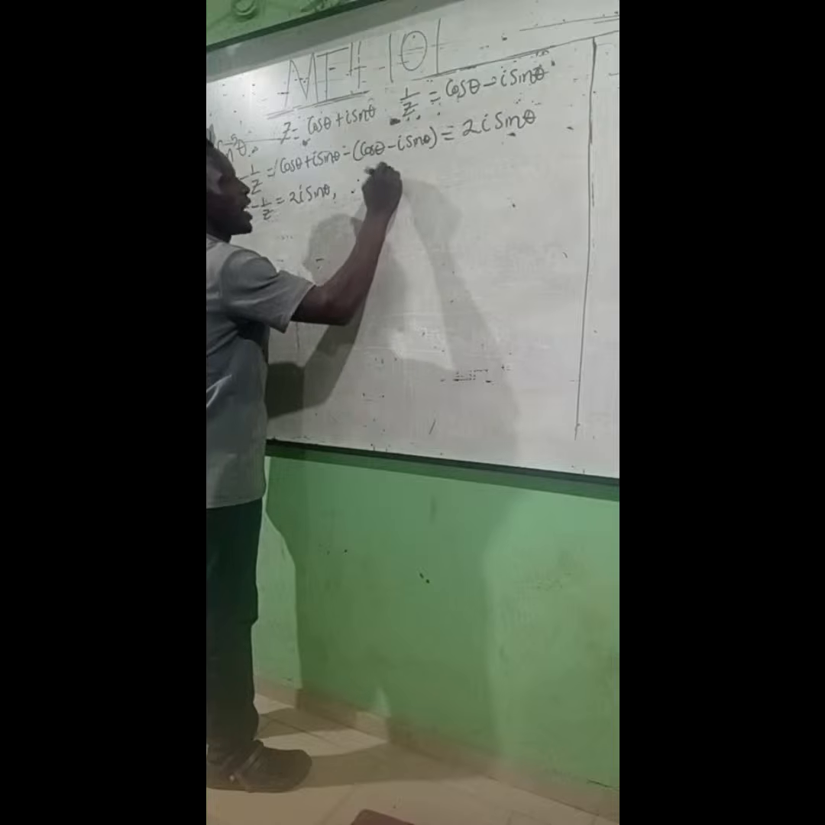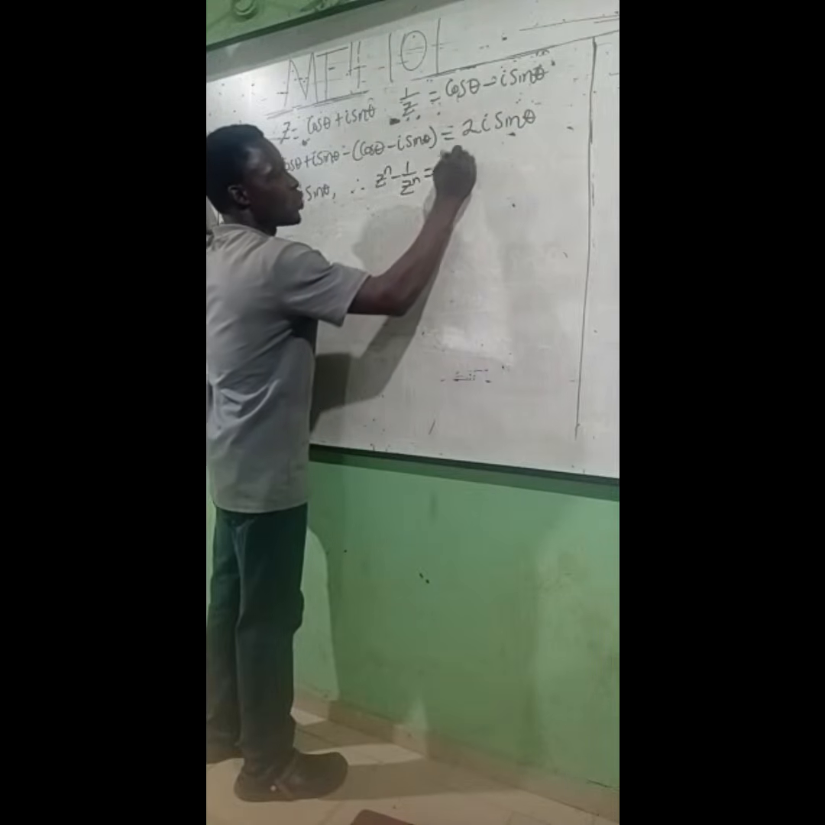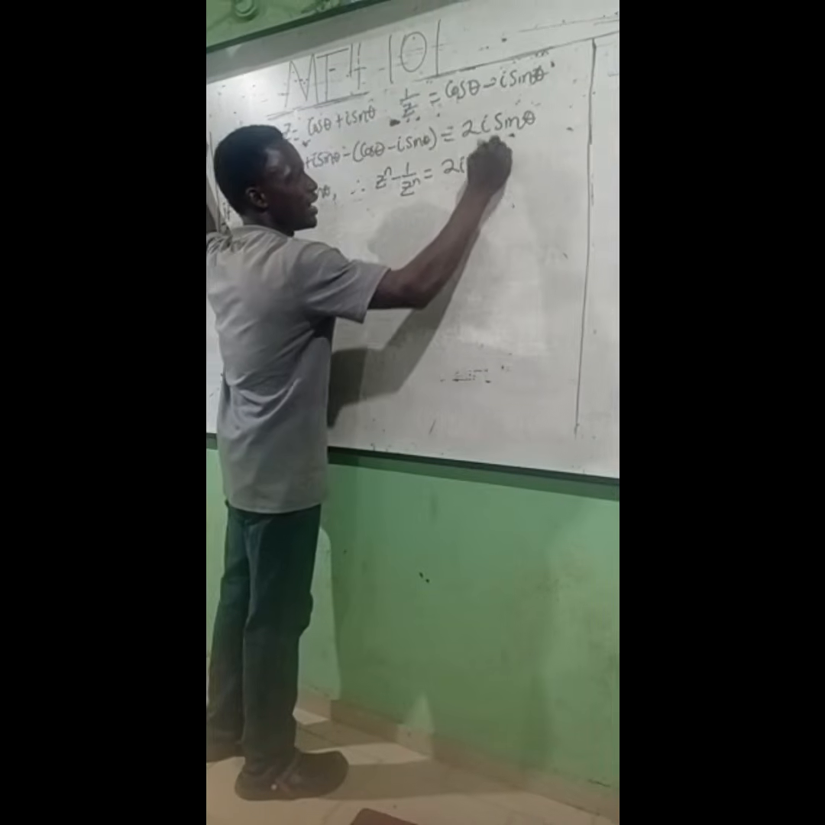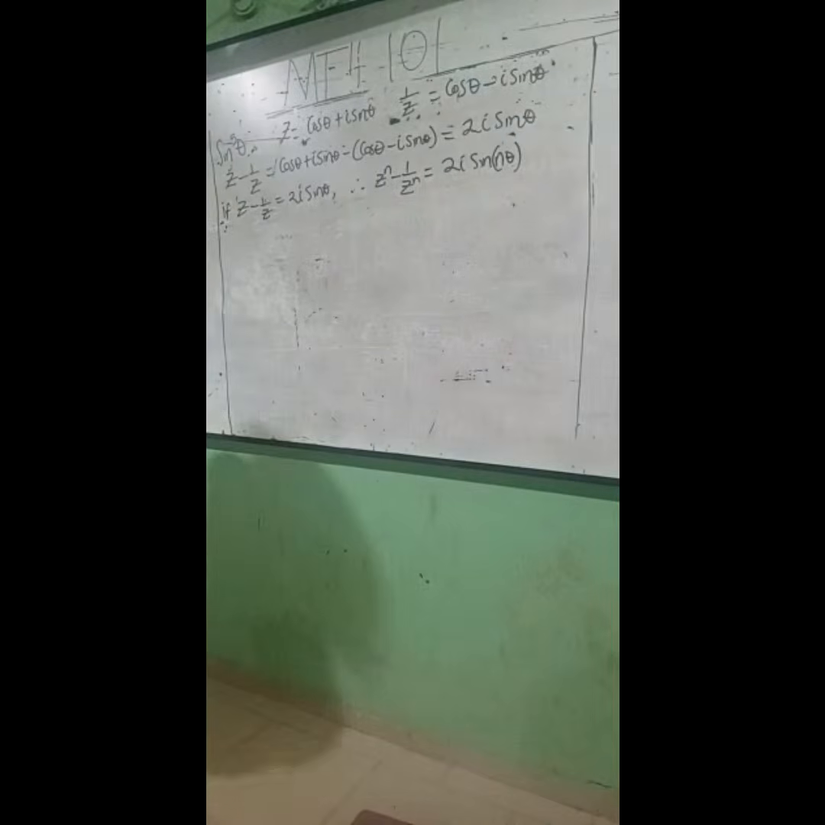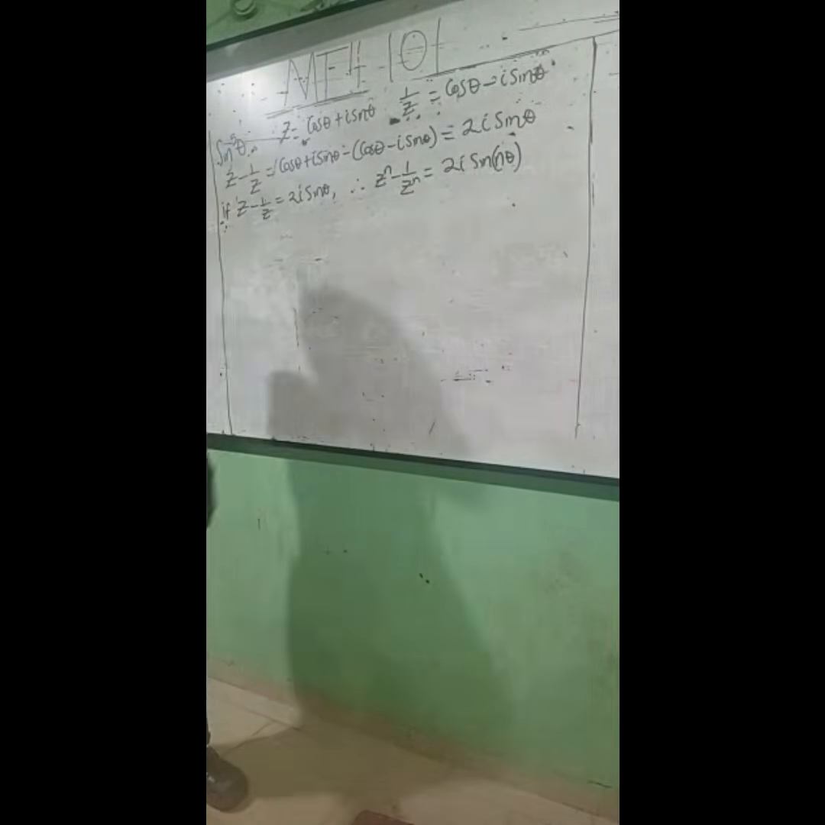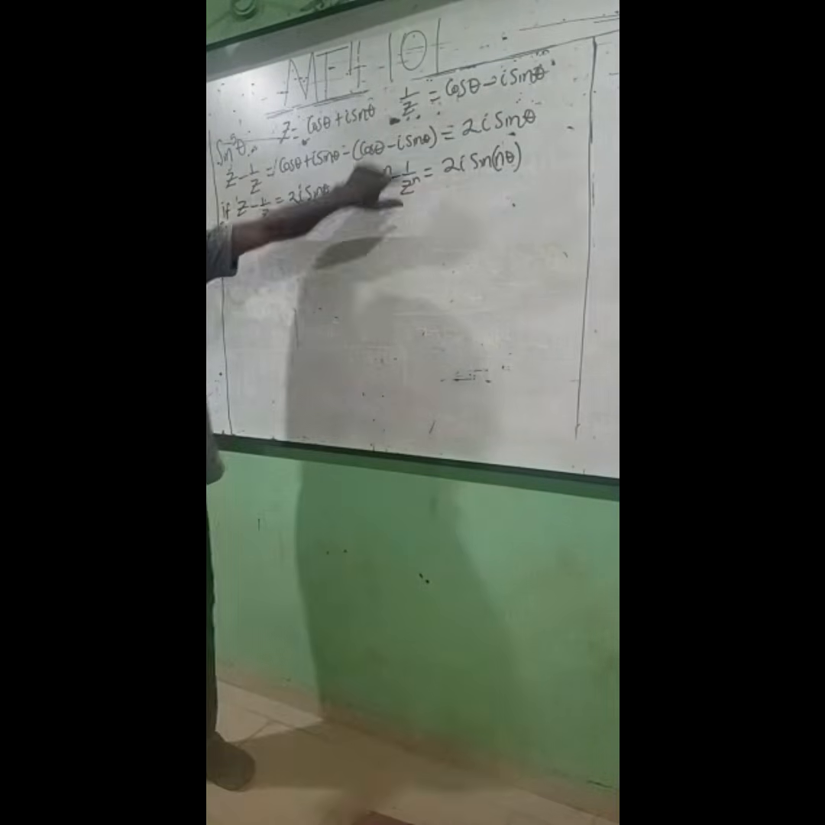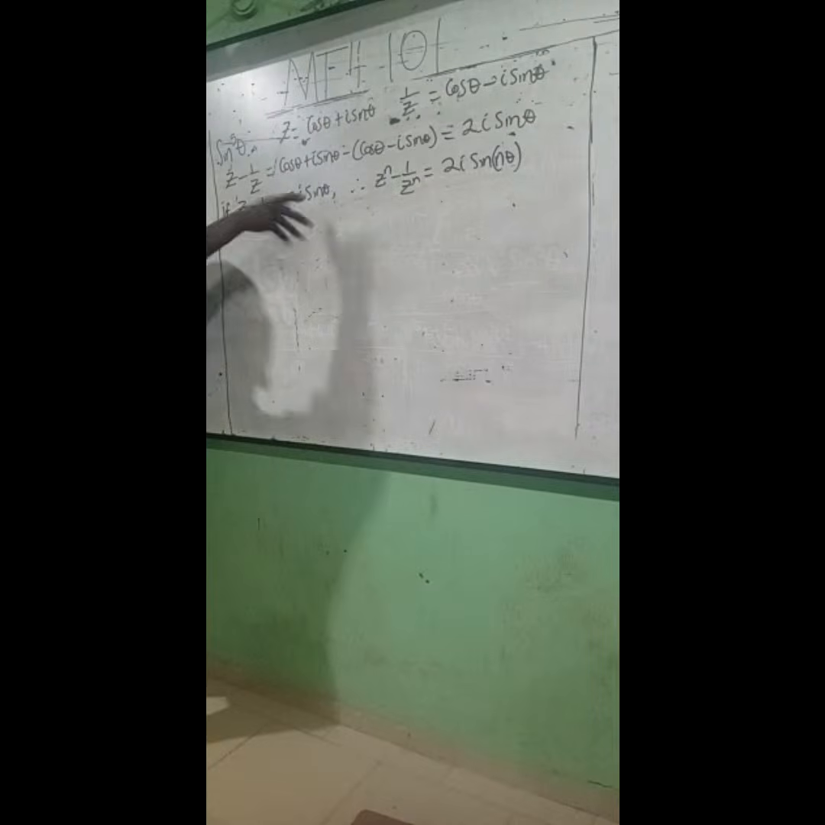z raised to power n minus 1 over z raised to power n will give us what? 2i sin what? n theta, according to De Moivre's theorem. Are we together? If this one has power of n, then the theta will be multiplied by n. That's De Moivre's theorem. We are coming back to this. I just stated it at the initial stage. We don't need it now.